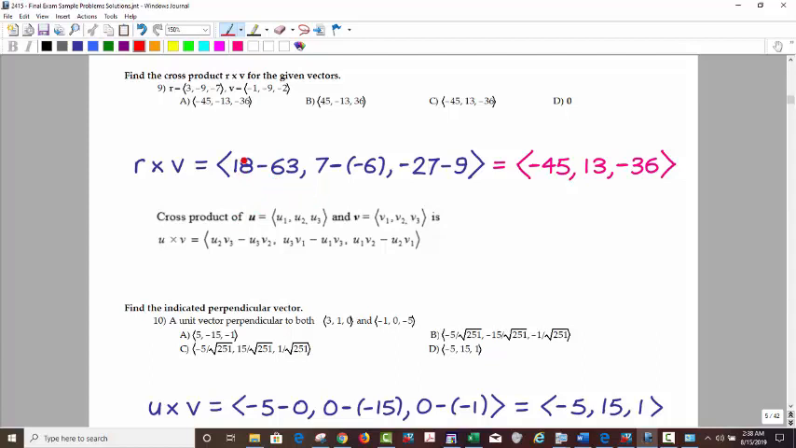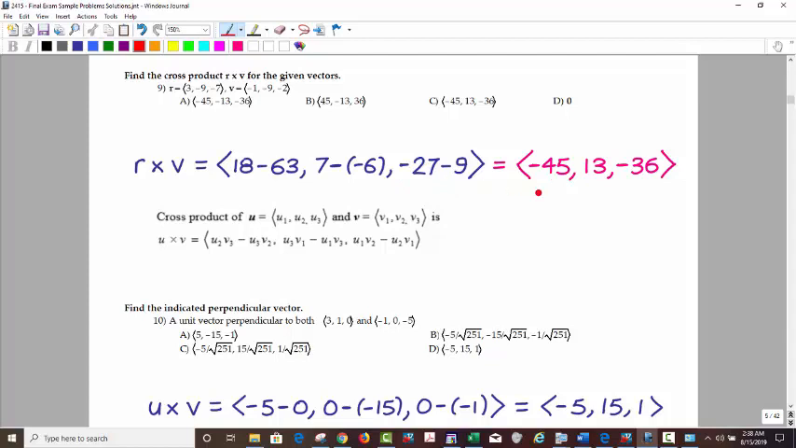Move over to the middle, U3V1. Negative 7 times negative 1 is 7. 3 times negative 2 is negative 6. So it's 7 minus a minus 6. Come over to the last one, U1V2. 3 times negative 9 is negative 27. And then negative 9 times negative 1 is 9. Negative 27 minus 9.